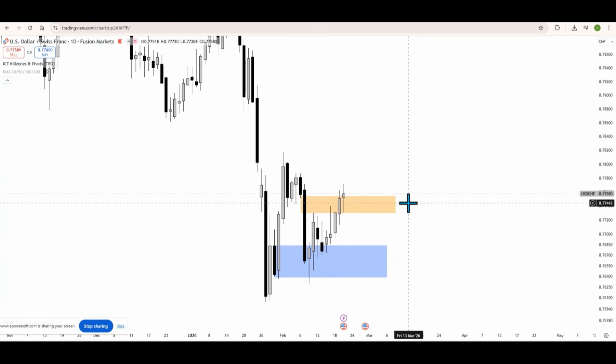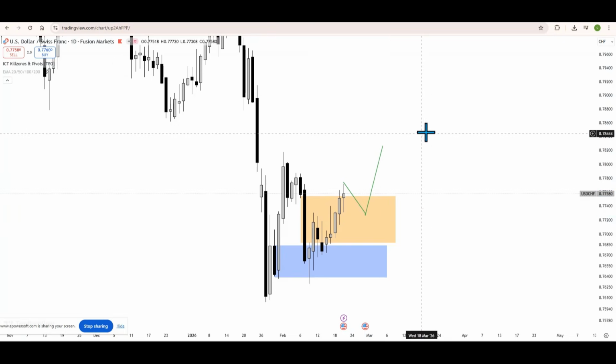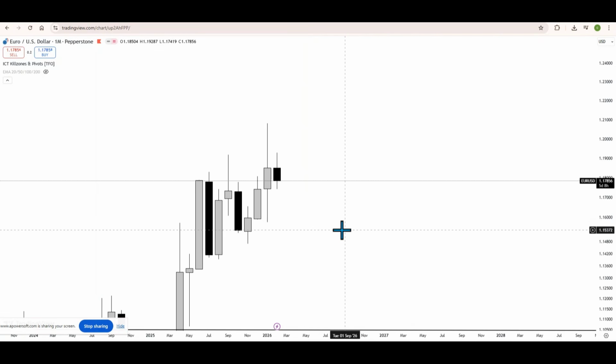Now, of course, we have this inversion fair value gap, which I'm looking at. So at this point, I want to use this as a key level. I'm anticipating that the market will use this to push price higher. So I want us to look at EURUSD. EURUSD and the dollar index are negatively correlated. So that means if you anticipate a bullish dollar, then you want to see a bearish EURUSD.